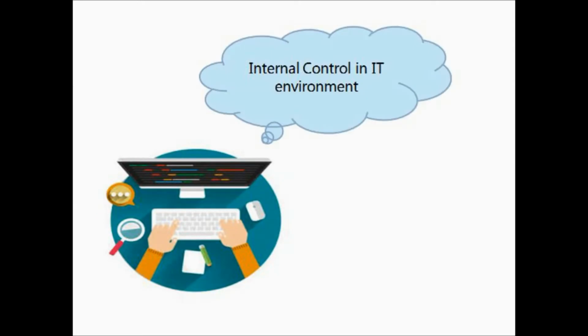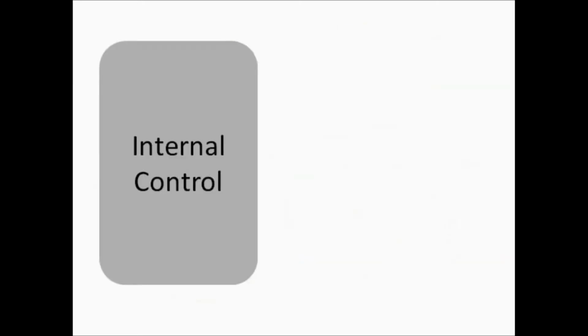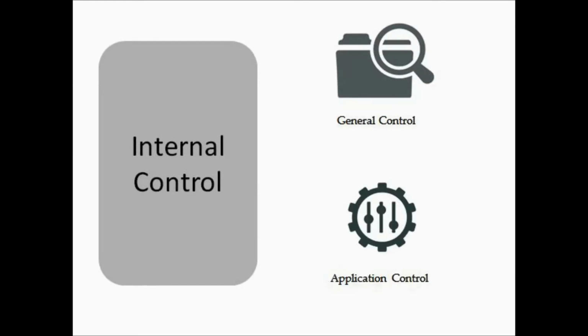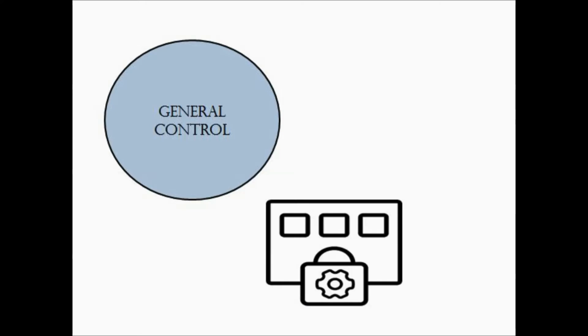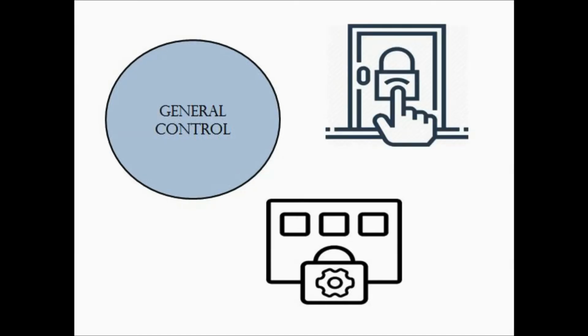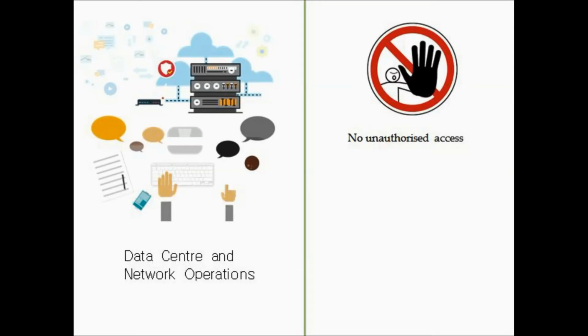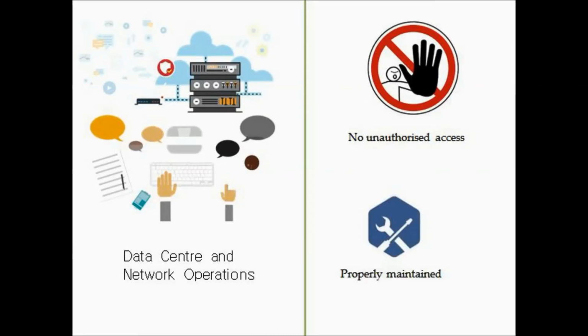The internal control in IT environment. Internal control consists of general control and application control. Let's start with general control. It is related to the overall control of the information processing environment and is sometimes referred to as management or information technology control. First, data center and network operation. When there is no unauthorized access to the program, files and system documentation, the operators responsible should be rotated and the files should be properly maintained and backed up.